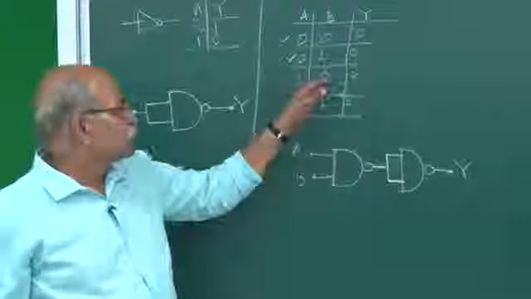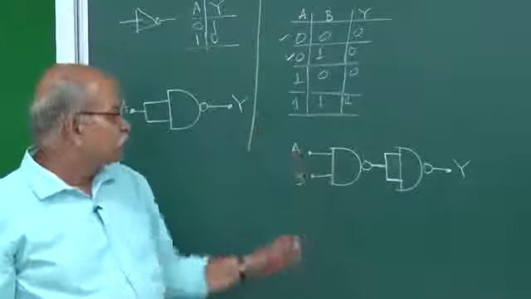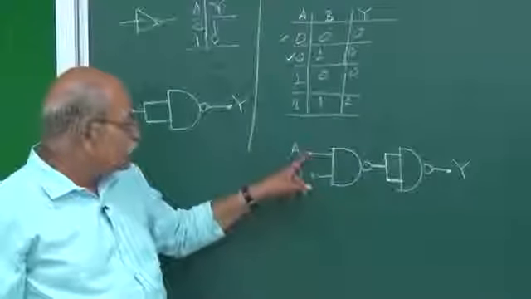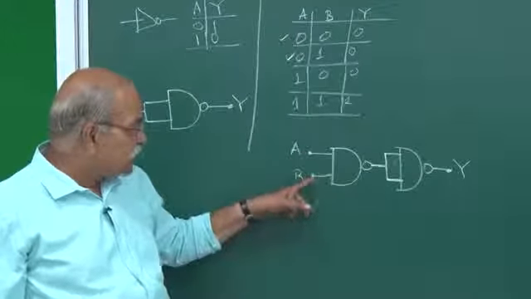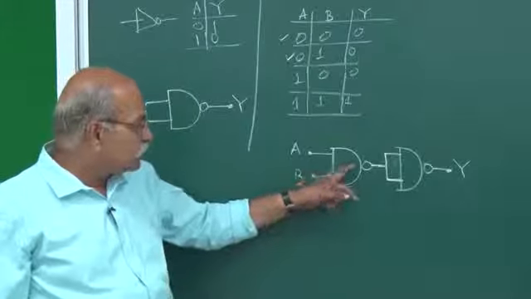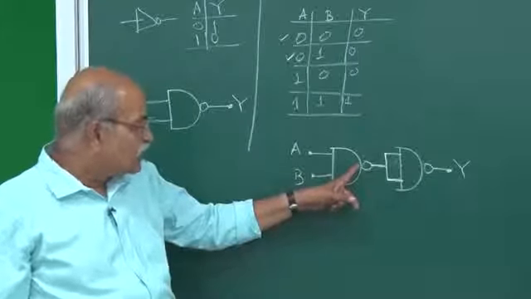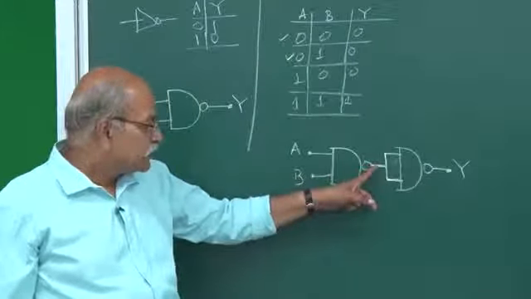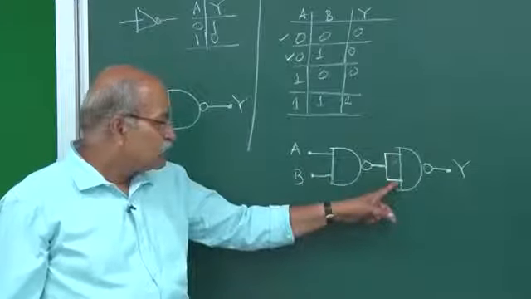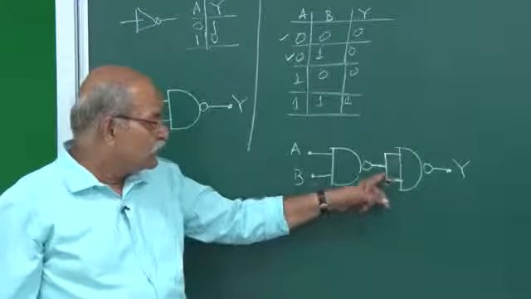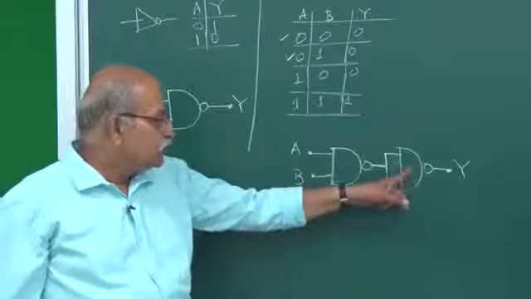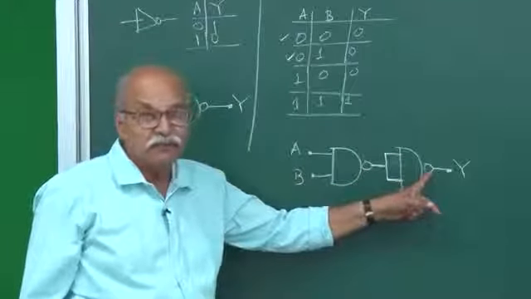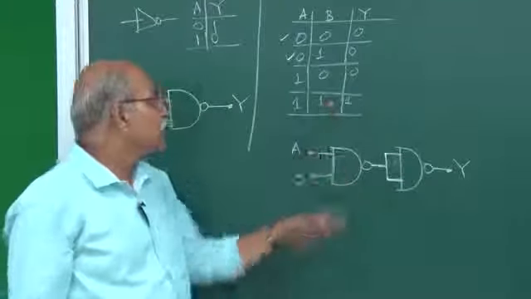Same story, 1 0 will give me 0. Now 1 1. So if A is 1 and B is 1, so 1 here, 1 here. AND will give me 1, so 1 here. NOT of that will become 0, so 0 here. So 0 here and 0 here. And 0 0 AND will give me 0. And NOT of that will become 1. So 1 1 will become 1.